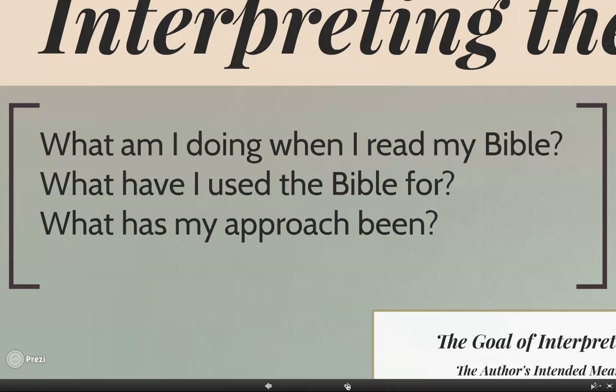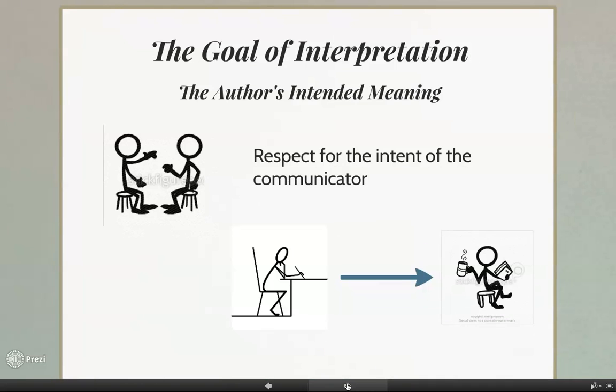Now, when we come to this class, we want to be intentional about what we're doing, and we want to look at what our goal is for reading the Bible. If we think about a goal of interpreting the Bible, the goal of the interpretation of any communicative event, the goal of reading the Bible is the goal of trying to find and uncover the author's intended meaning. So what was the author intending when they wrote it?